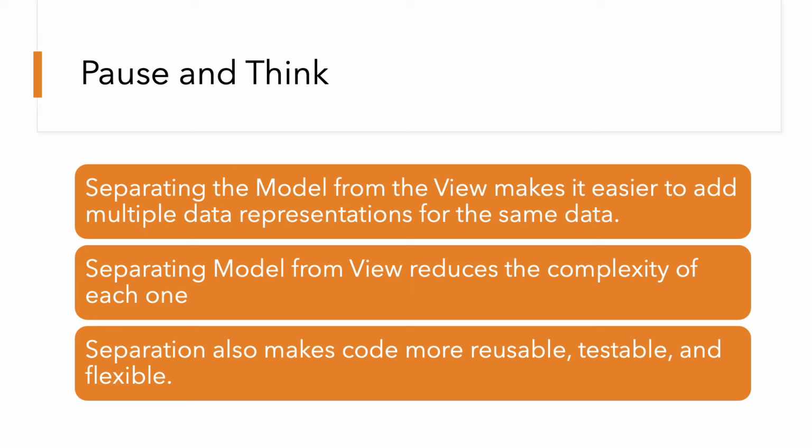Okay, the reason that the model should be independent from the view and controller is that separating the model from the view makes it easier to add multiple data representations for the same data. Separating the model from the view also reduces the complexity of each part.